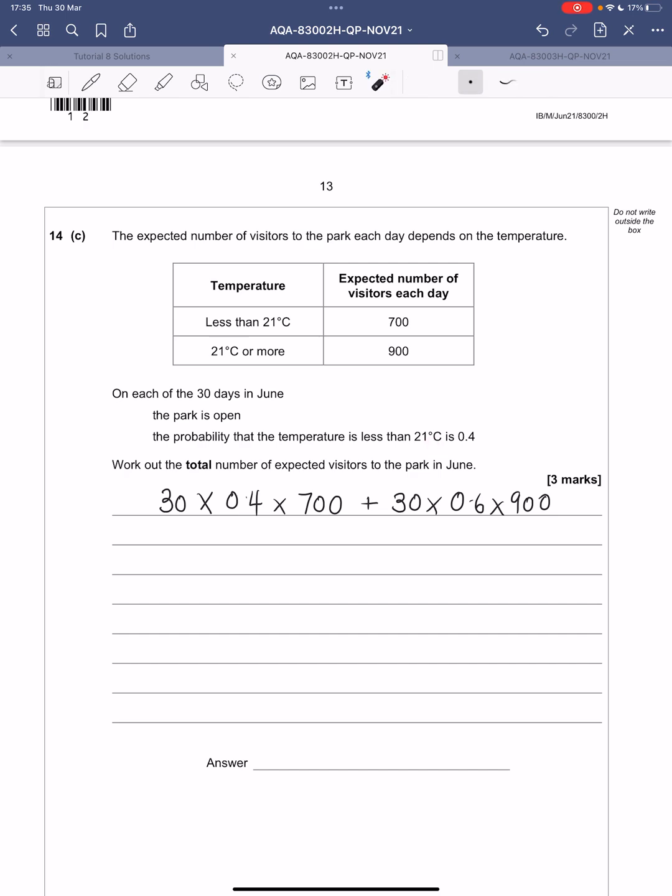Okay. So 0.4 of these 30 days is going to be less than 21. It's actually 30 times 0.4, which is 12 days. You don't need to write this in, but there's going to be 12 days you're expecting it to be less than 21. So it's going to be 18 days that's going to be greater than 21. Okay, so we've got 12 times 700 plus 18 times 900, which is 24,600. That's a lot.